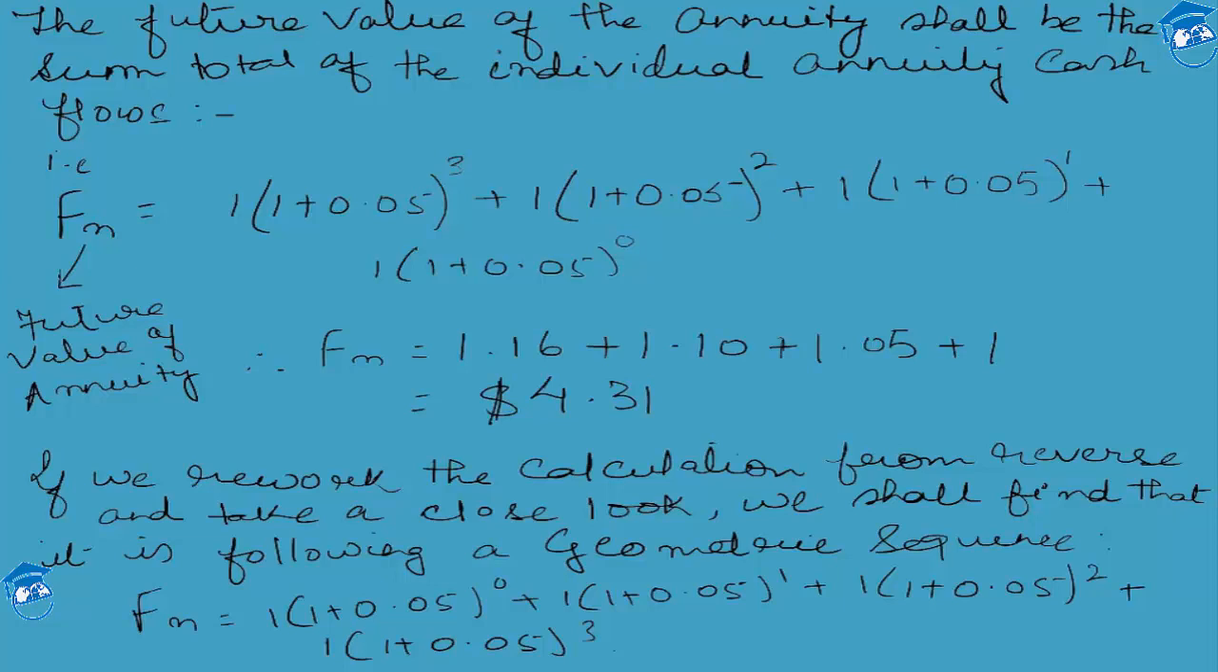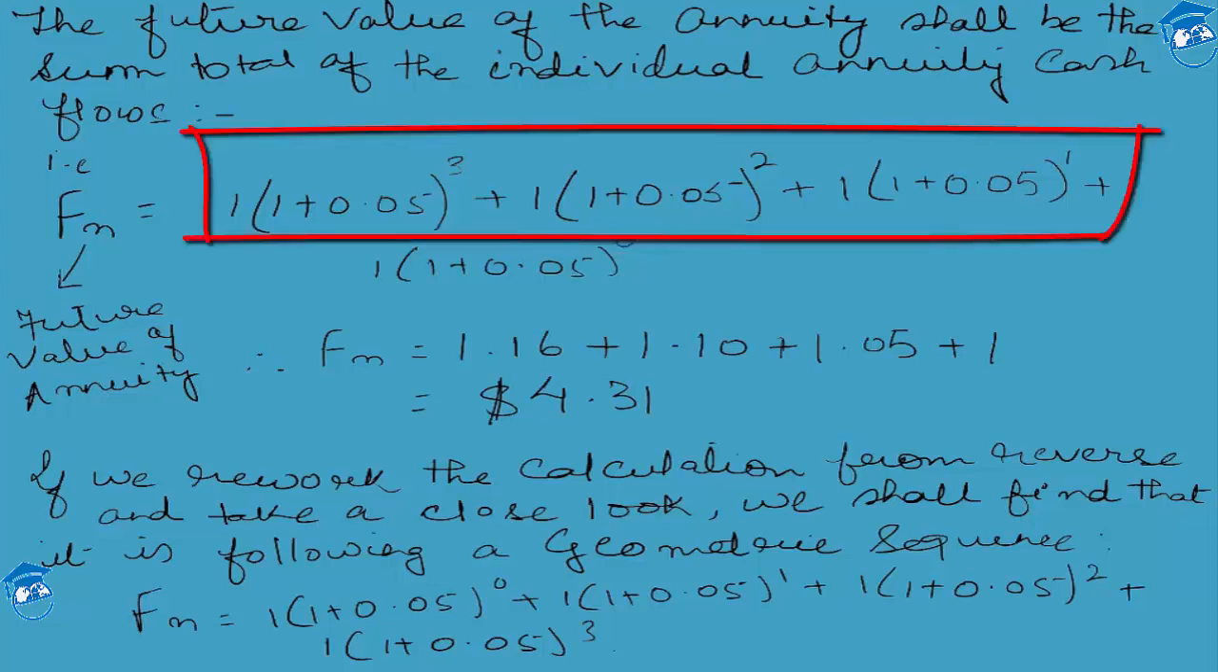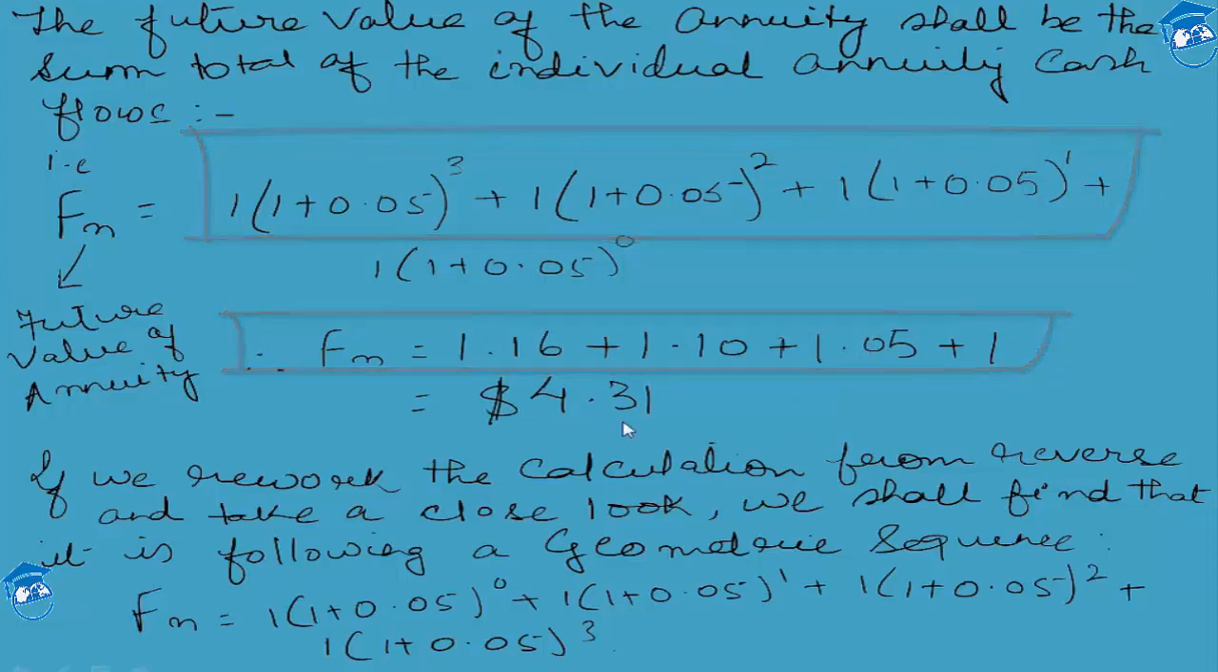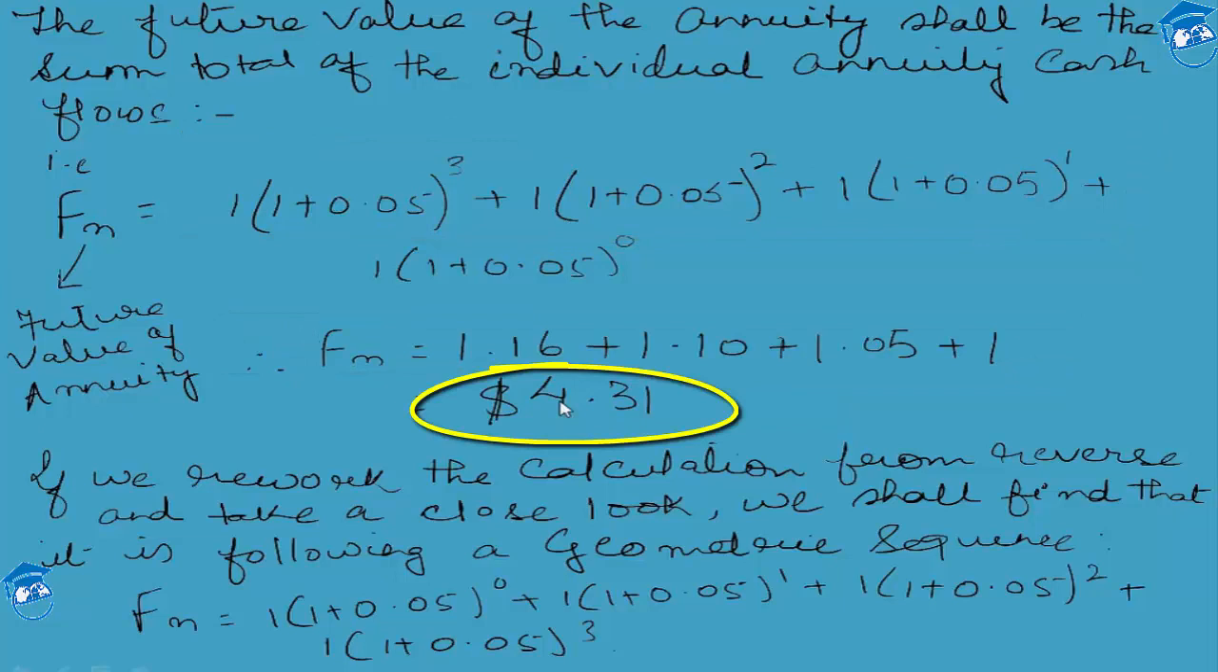Once again, students, anything raised to the power of 0 is 1. Therefore, 1 plus 0.05 raised to the power of 0 is nothing but just 1. So, 1 multiplied by 1 is 1, and anything raised to the power of 1 is the base itself, that is 1 plus 0.05 raised to the power 1 is 1.05 multiplied by 1, that is 1.05. So the sum total of the annuity of $1 which is being invested for 4 years, expected to grow at the rate of 5% per annum compounded annually, turns out to be $4.31. That is the sum total of the annuity for the first year, second year, third year, and the fourth year.